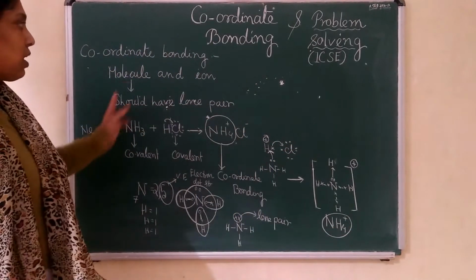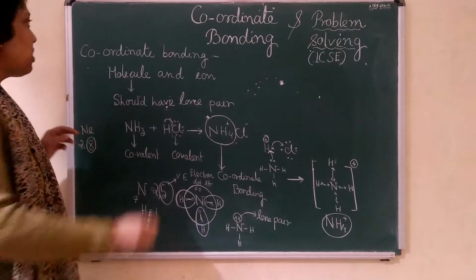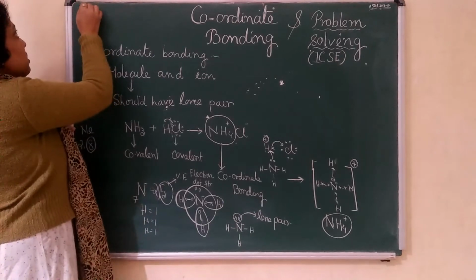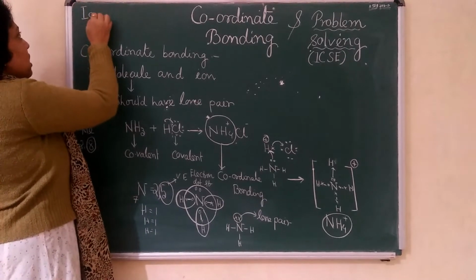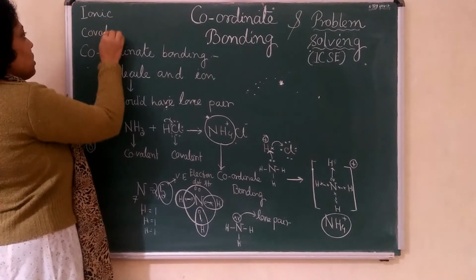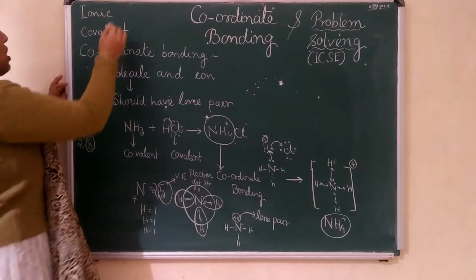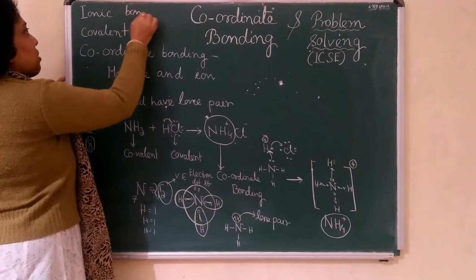So this is all about coordinate bonding. Next, after this coordinate bonding, if you understood, then three types of bonding we have studied: ionic bonding, covalent bonding and coordinate bonding. So three types of bonding we have studied in this chapter.